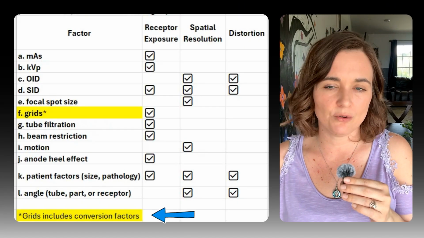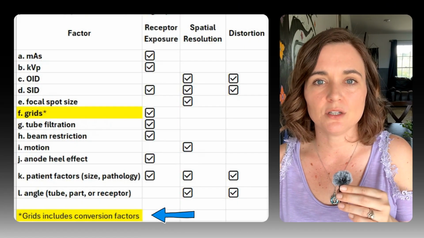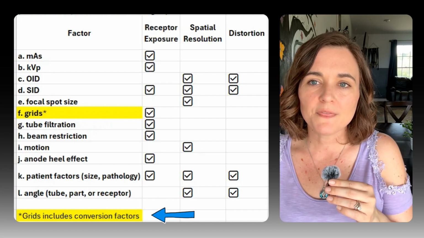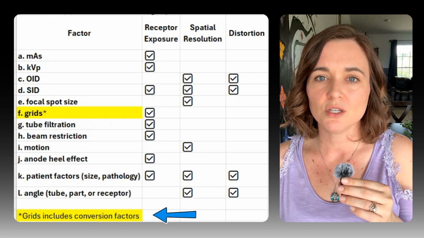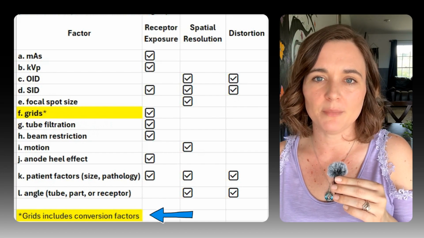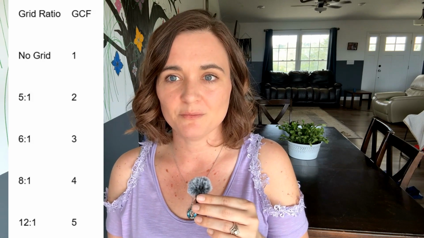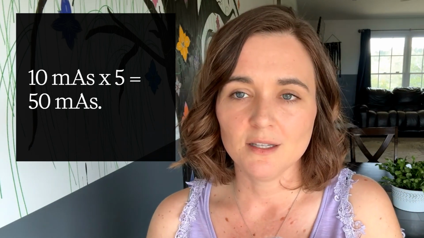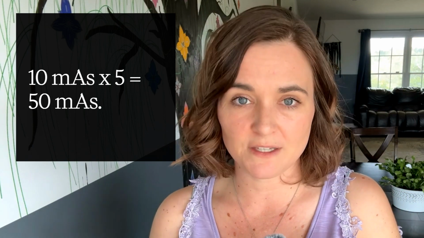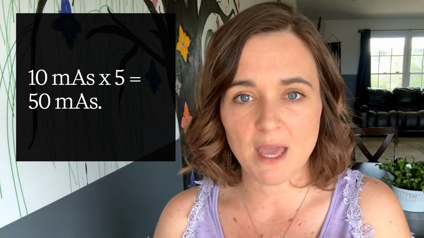You may have noticed the note on the ARRT chart, grids include conversion factors. What this means is when you use a grid to reduce scatter and improve image contrast, you're also absorbing some of the primary beam. To compensate, you must increase your mass using a grid conversion factor, or GCF, also known as the Bucky factor. Here's a quick reference. If your original technique was 10 mass and you add a 12:1 grid, 10 mass times 5, that's your Bucky factor, gives you 50 mass.